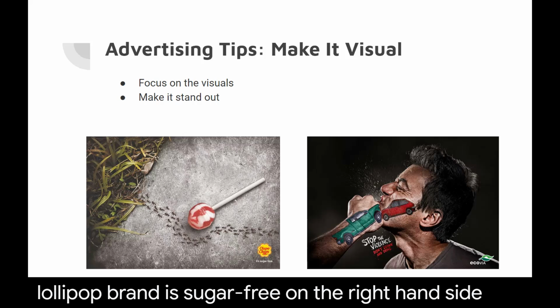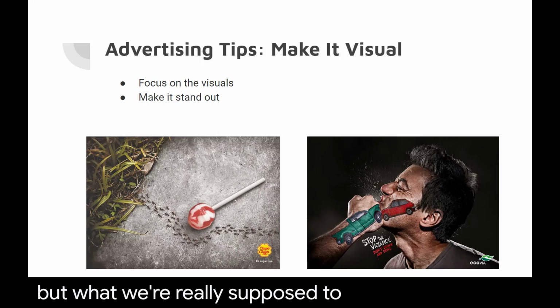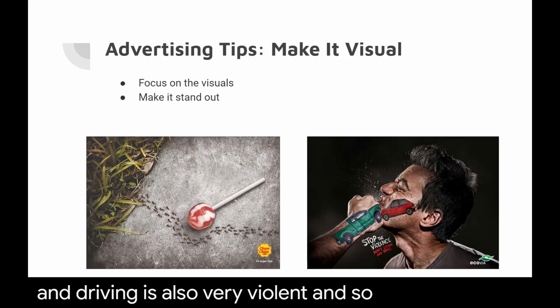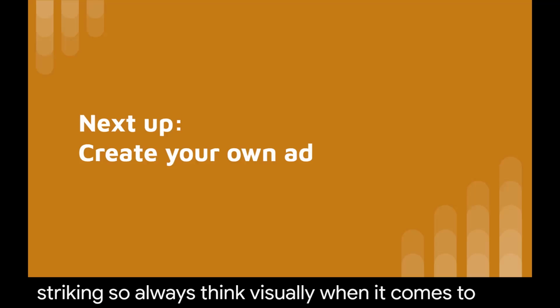On the right-hand side, we see a very violent punch of the individual, but what we're really supposed to see is that drinking and driving is also very violent. And so it's connecting those two things, but the image itself is what's very striking. So always think visually when it comes to advertisements.